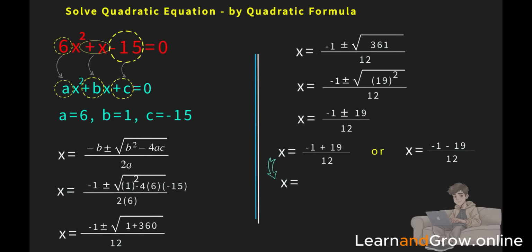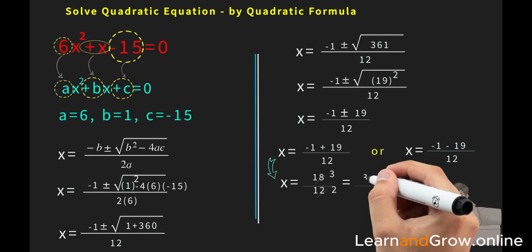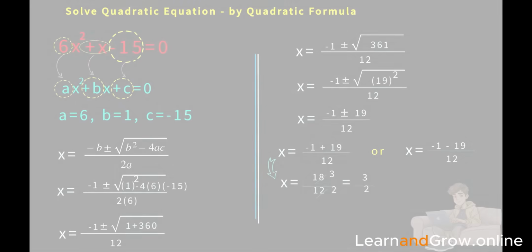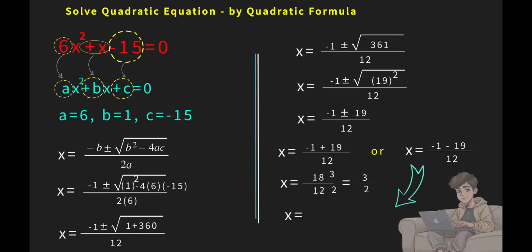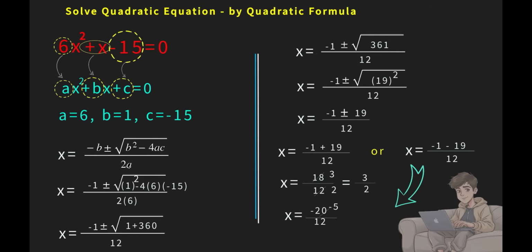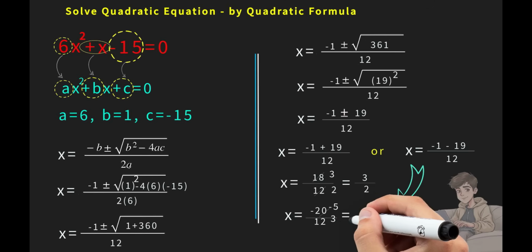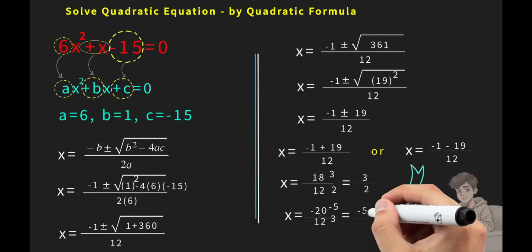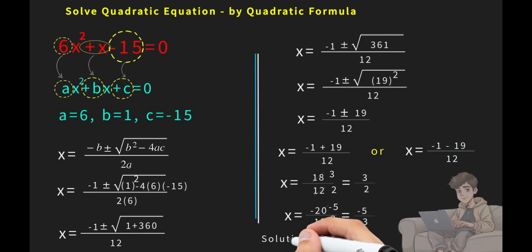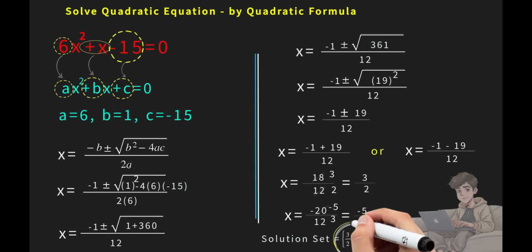Let's solve the first solution. It's pretty straightforward. Both the numerator and denominator are divisible by 6, so the fraction simplifies to 3/2. For the second solution, both the numerator and denominator are divisible by 4. After dividing, the numerator becomes -5 and the denominator becomes 3. So the solution set for the quadratic equation is 3/2 and -5/3.